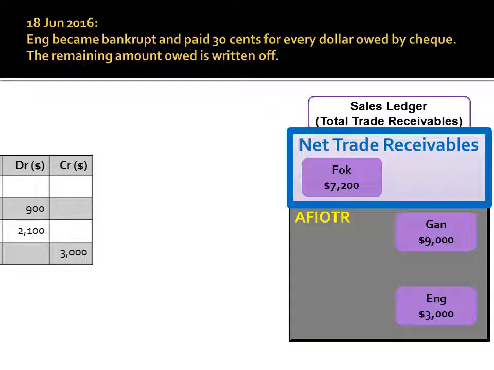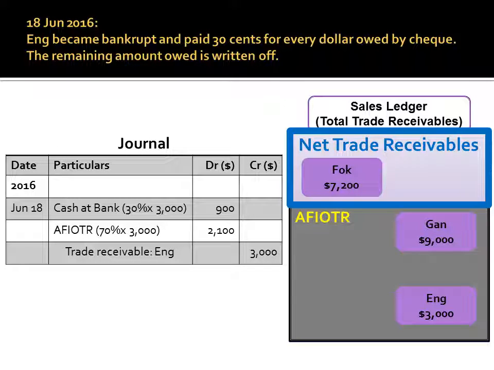So what we need to do is to record an increase in the business's amount of money in the bank account. At the same time, we would need to remove Ing's account from the ledger.